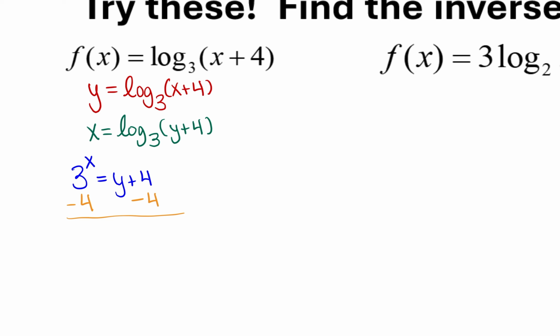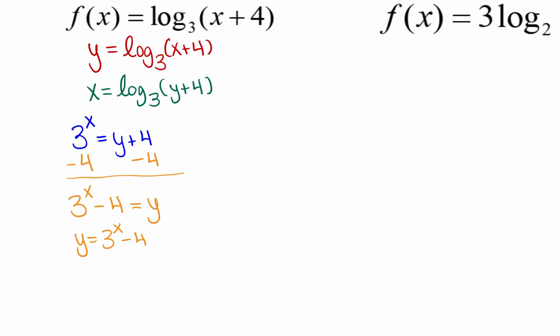This will now leave me with 3 to the power of x minus 4 is equal to y. Or essentially, y is equal to 3 to the power of x minus 4. So did I get y to be all by itself? Yes, I did. So my final step is to simply rewrite this to be the inverse of f of x. So we have the inverse of f of x is equal to 3 to the power of x minus 4. Let's go ahead and box that in.